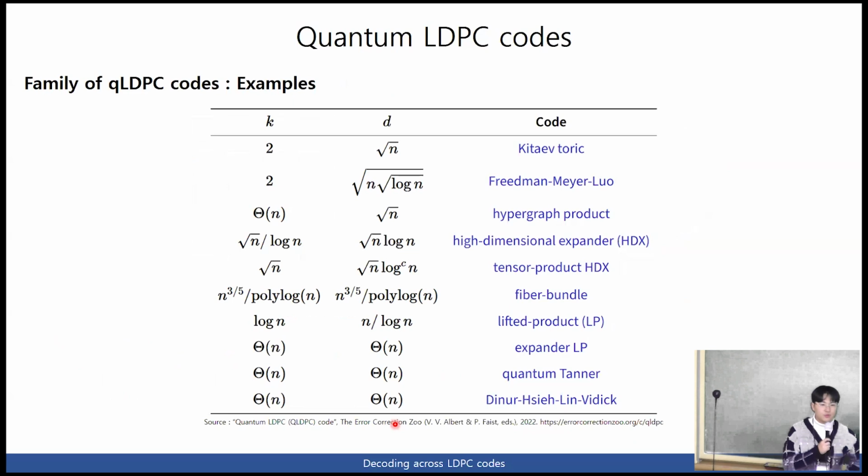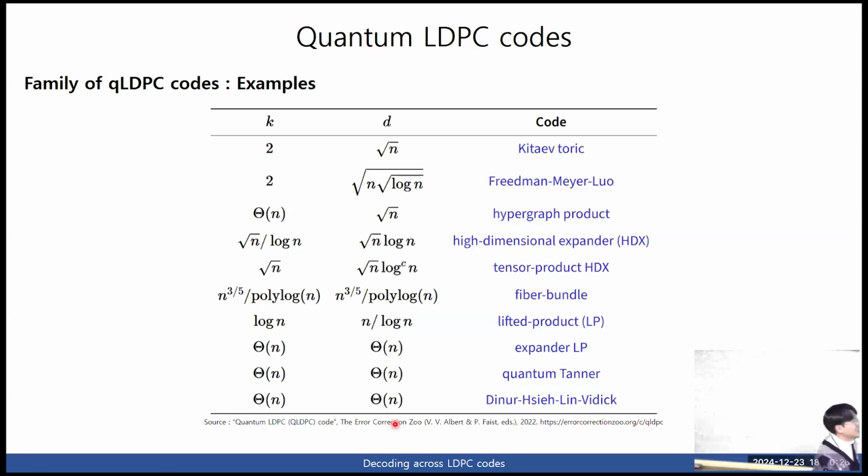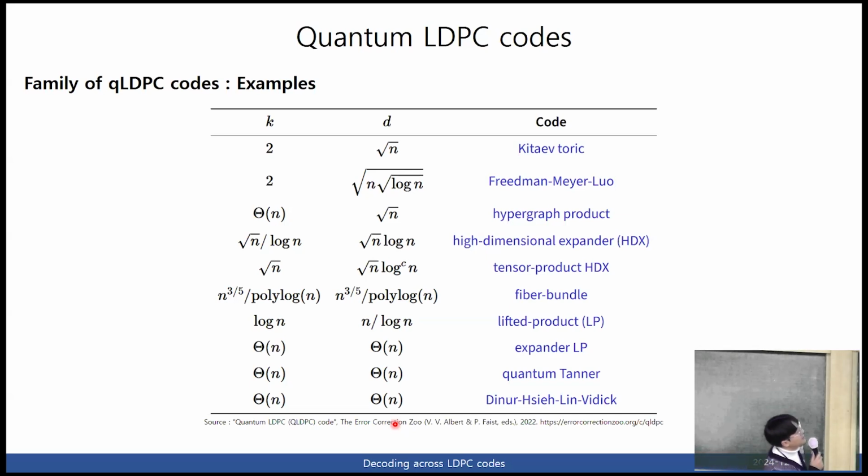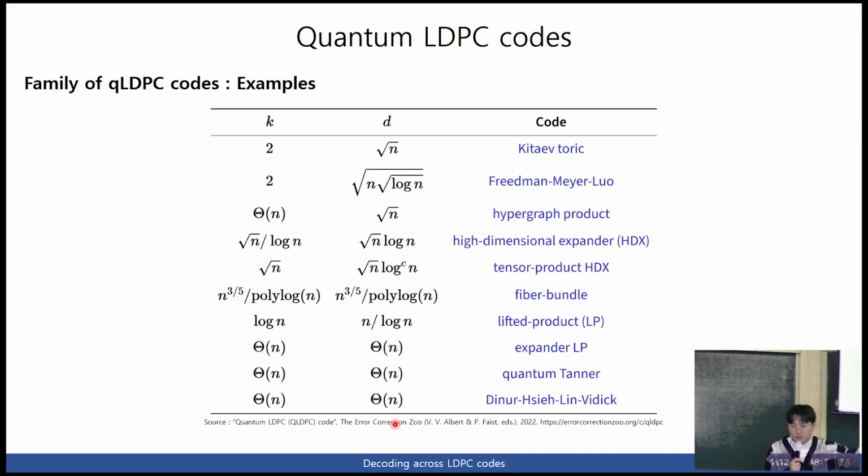So we have the family of QLDPC codes, where you can see right here the Kitaev toric and hypergraph product and others that I really don't know. As you can see, the dimension and the distance come together, which means linear overhead for the size of the code.